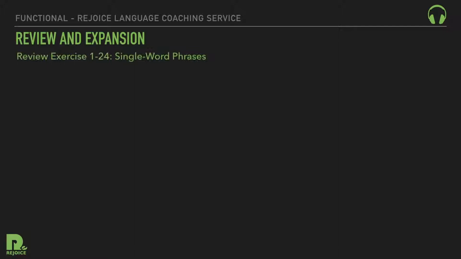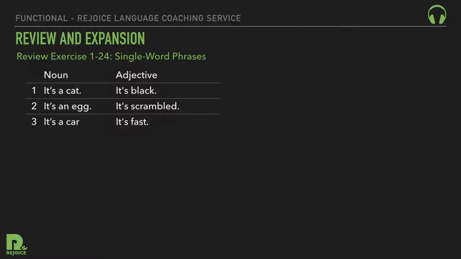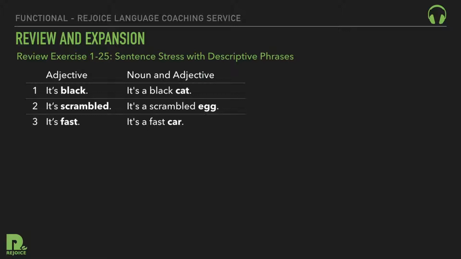Review exercise 124, single word phrases. It's a cat, it's black, it's an egg, it's scrambled, it's a car, it's fast. Review exercise 125. Sentence stress with descriptive phrases. It's black. It's a black cat. It's scrambled. It's a scrambled egg. It's fast. It's a fast car.